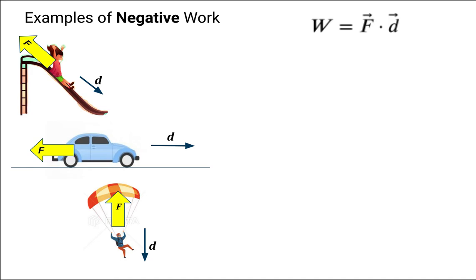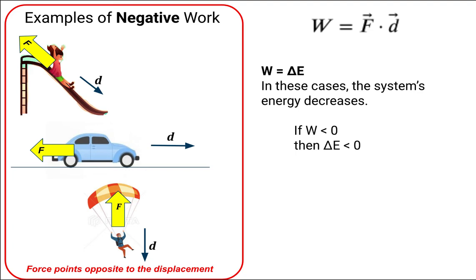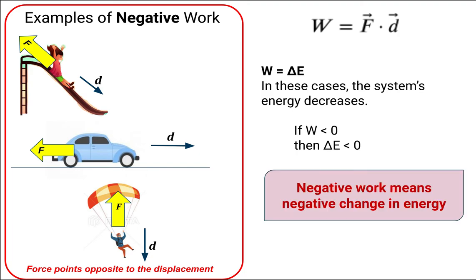So if you have someone parachuting and they are moving downwards, there is going to be a force of air resistance pointing up. And so that air resistance force does work on the object's motion. In all these cases, it's how the direction of force is opposite the direction of displacement. And in all of these situations, we would say the work was negative, less than zero, and the change in energy is also negative. Negative work means a negative change in energy being taken out of the system.